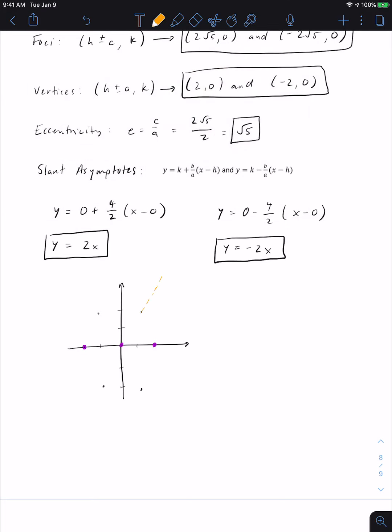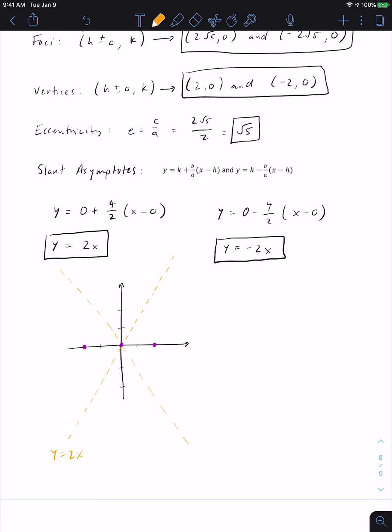So that looks like this line right here would be one. I didn't draw it perfectly, but we'll keep drawing it a little bit. That's the one with a positive slope, so y equals 2x. And then the other one, again, we'll try to sketch it. I don't think that's very good. Okay, close enough, right?